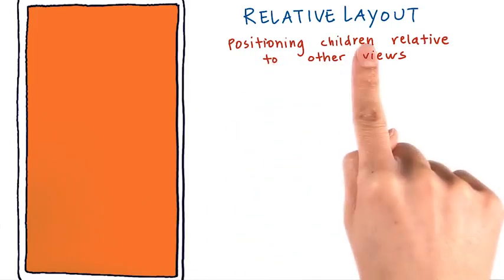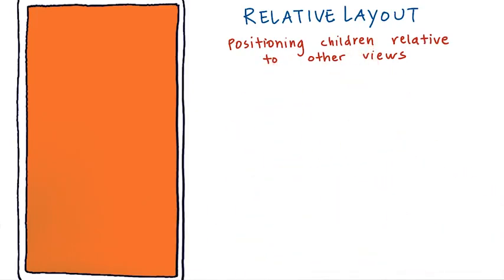When positioning children relative to other sibling views, you can add constraints on their position. For example, one text view must be above another text view, or one image view must be to the left of another text view. All these constraints remind me of making a seating chart for a dinner party.